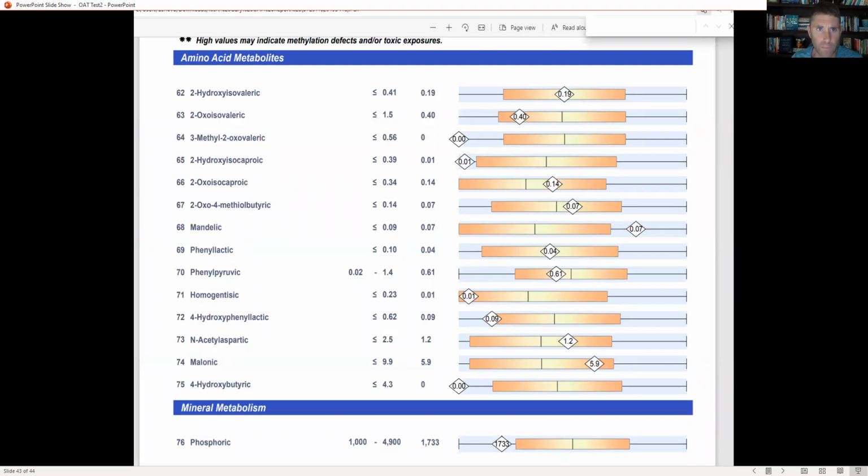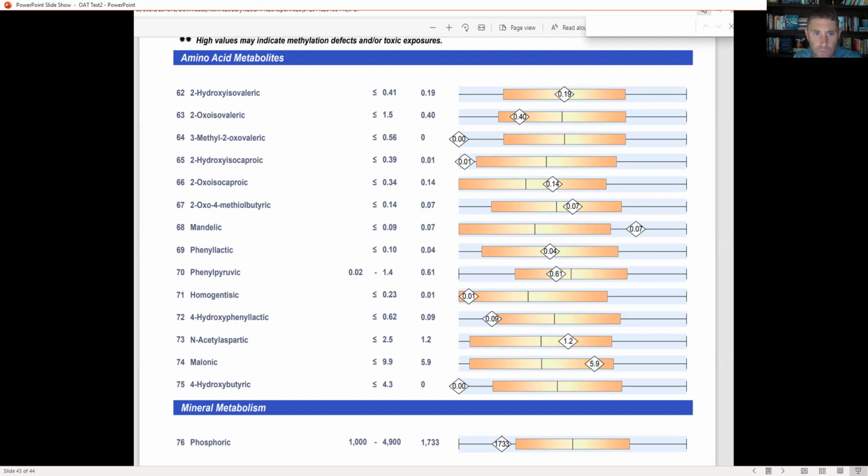Now we'll finish up here with amino acid metabolites, and then also phosphoric, which is part of the mineral metabolism. So if phosphoric is very low, then we're thinking vitamin D and magnesium, right? That we want to address that. Could be a sign of bone loss. And so vitamin D and magnesium are big players there. And then with the amino acid metabolites, just in general, if we're seeing high amino acid metabolites, it could be some sort of inborn genetic error. You're not going to see this too often, so it's a good thing to look at.